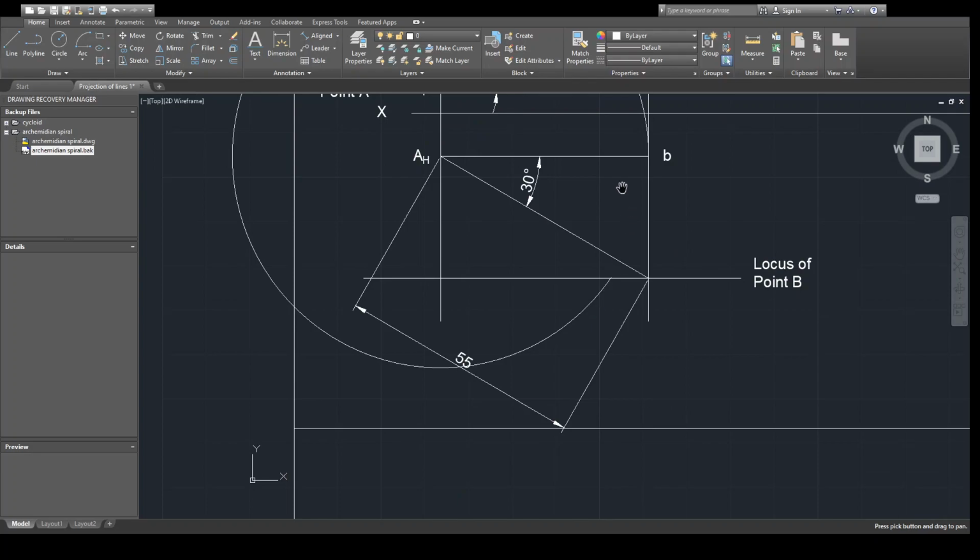So we have obtained it in the opposite direction, but it doesn't matter. Similarly you can draw an arc here from AHB. You take a compass with center point AH and radius small b, and you rotate and draw one arc which will cut this locus of point B at this point.